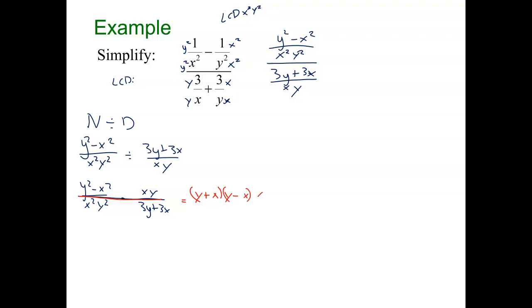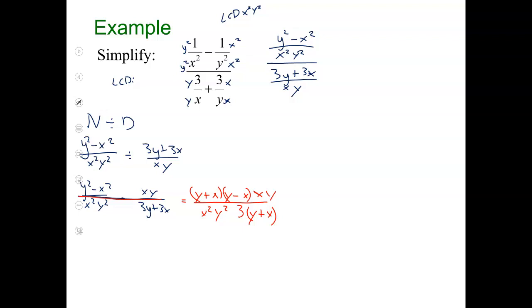xy is already factored. X squared, y squared, that's pretty much factored. What about 3y plus 3x? GCF of what? 3. Leaving me y plus x.